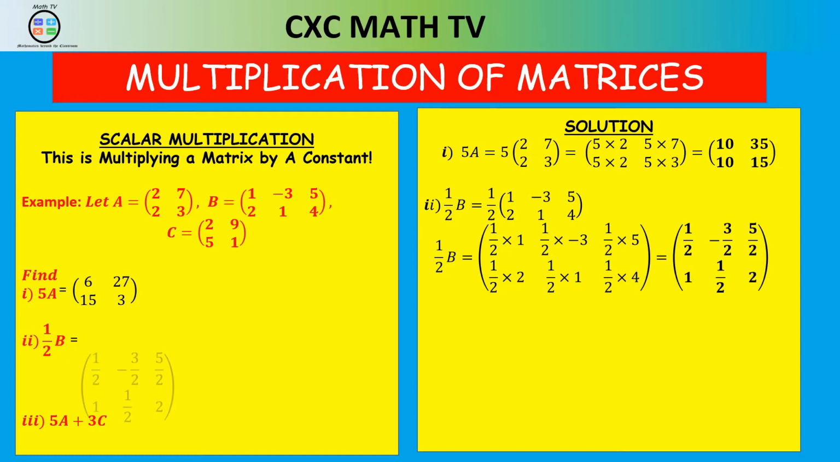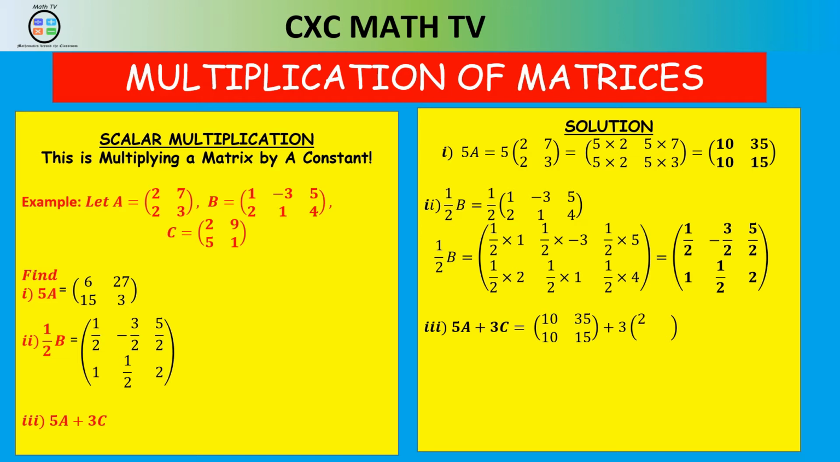Now we need to find 5A plus 3C. We already found 5A in part 1, and we need to add 3C to it. So it's 3 times the matrix C, which is 2, 9, 5, 1. 3 times 2 is 6. 3 times 9 is 27. 3 times 5 is 15. 3 times 1 is 3.